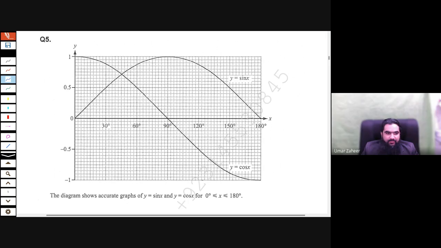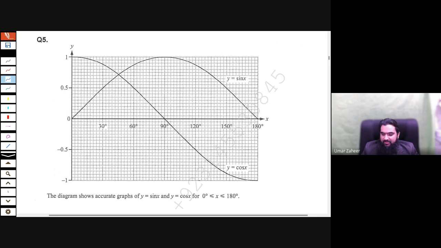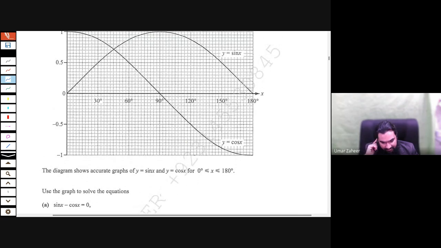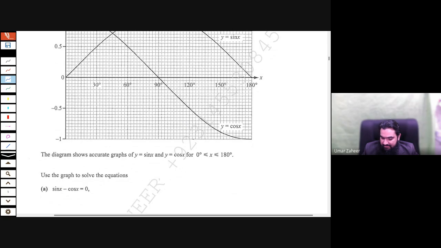All right, this is the graph question. We will do graph questions in detail, but we have to consider this one as well. Here the diagram shows the accurate graph of y is equal to sine x and y is equal to cos x for x greater than 0 and less than 180 degrees. Use the graph to solve the equation sine x minus cos x is equal to 0.